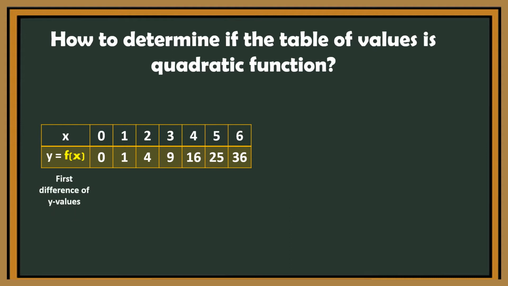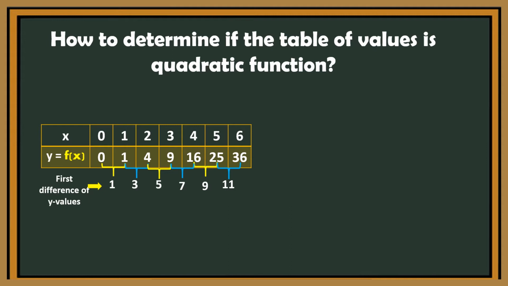Let us find first the difference of y values. Mag-start tayo sa right side. 36 minus 25, 11. 25 minus 16, that is 9. 16 minus 9, that is 7. 9 minus 4, that is 5. 4 minus 1, 3. 1 minus 0, that is 1. So, mapapansin nyo, sa first difference niya, hindi magkakapareho.